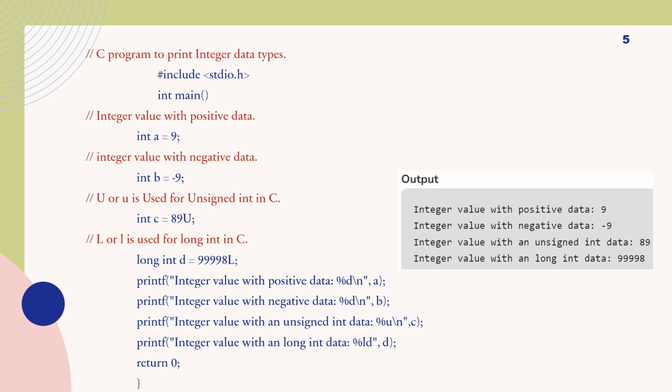So if we request the compiler to print all these positive, negative, as well as the unsigned int and the long int with the appropriate format identifiers like %d, %u, and %ld, you will get the output like this. So when we ask to print with the positive data, it will print 9, and for the negative data, if we use this format specifier, we will get -9, and we can also get the unsigned integer data as well as the long integer data.